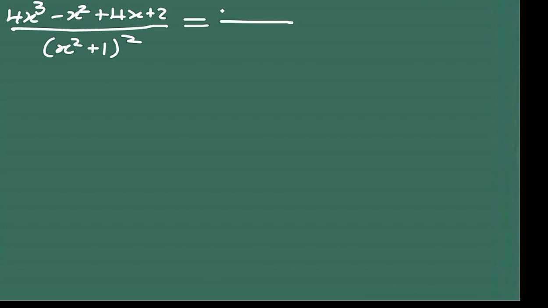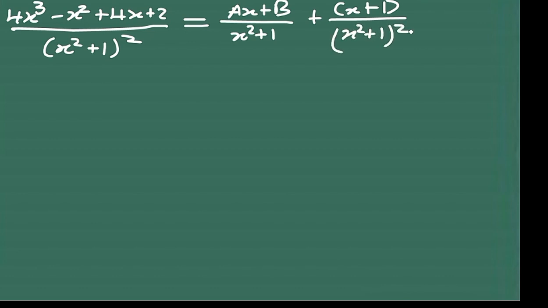Recall, for the numerator of a repeated quadratic factor, we have ax plus b all divided by x squared plus 1, plus cx plus d all divided by x squared plus 1 all squared.